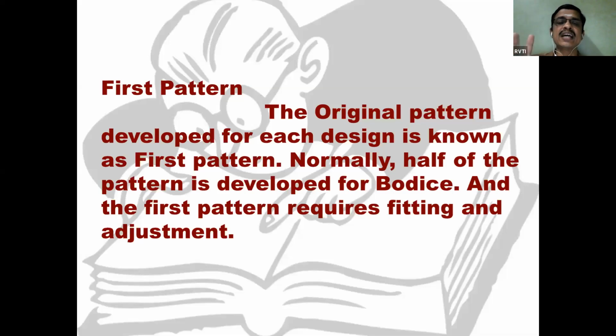Normally the first pattern has only half of the body, only half of the pattern, that we are developing. Then we have to check the fitting. After creating the original first pattern, we should not say it's a correct fitting. We have to check. We have to fix it on the dress form or a model. We have to do corrections. Then only the next pattern will come.